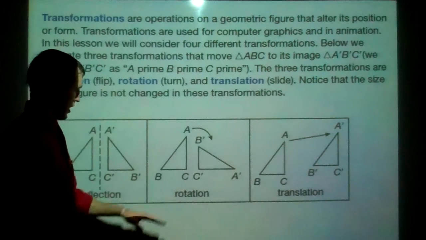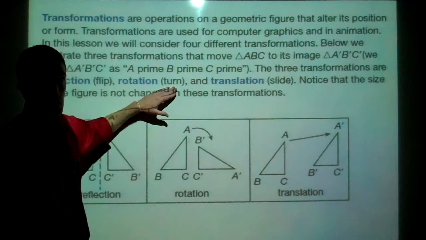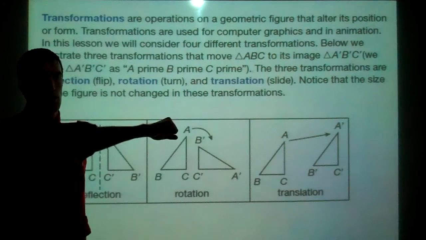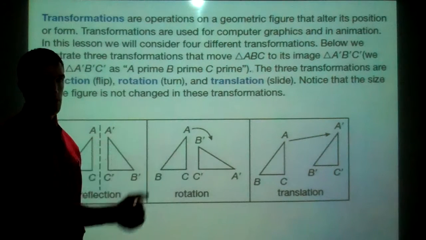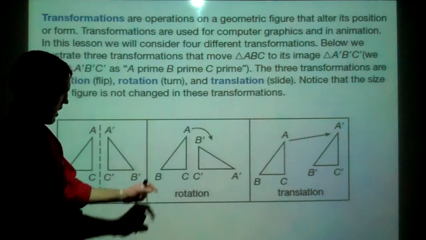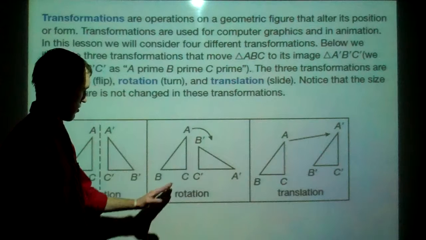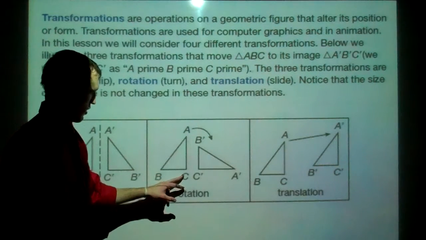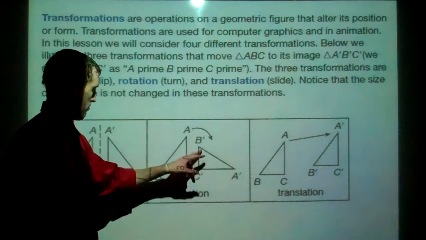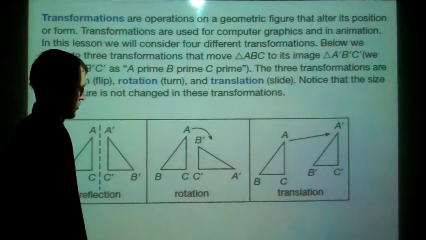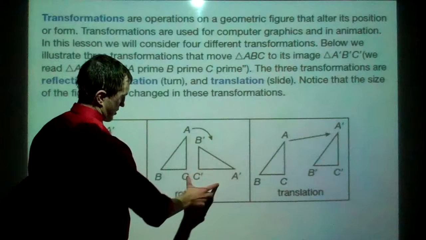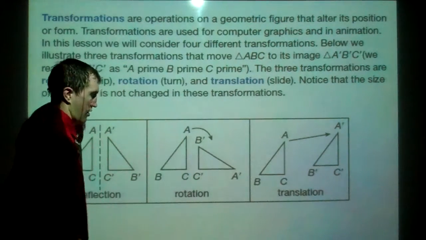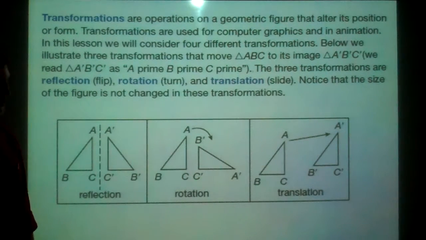Okay. Rotation, we're going to associate the word turn with that. Think of a steering wheel. When you turn the steering wheel, it rotates, right? This is no different. So if we rotate this triangle, A, B, C, we get A prime, B prime, C prime. So we just turned it once this way. And it looks like it was turned 90 degrees, which we'll get into.